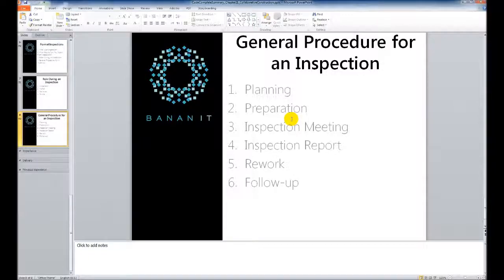So this is the meeting, the report. The report is prepared within a day after the meeting is done, and all the defects that were logged by the inspectors are set on the report, and then it is emailed to all interested parties.